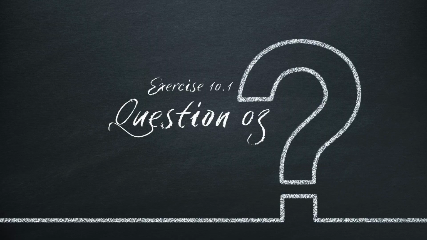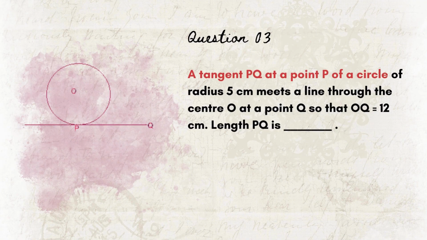Okay, let's see question 3. A tangent PQ at a point P of a circle of radius 5 cm meets a line through the center O at a point Q so that OQ is equal to 12 cm. You have to find out what the length of PQ is.